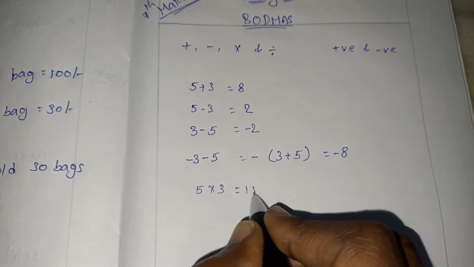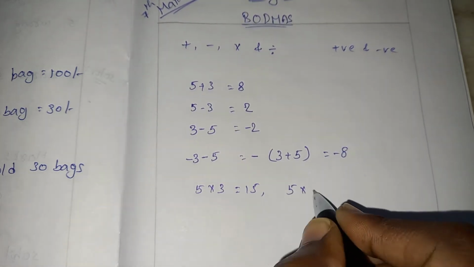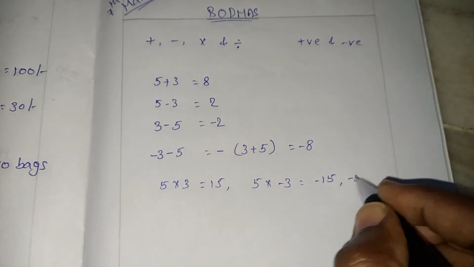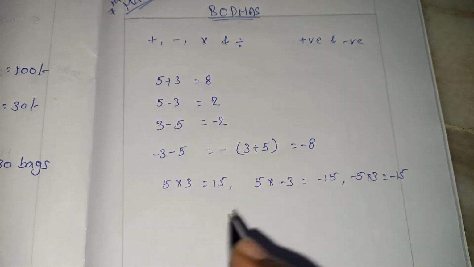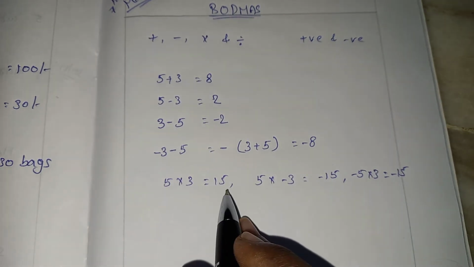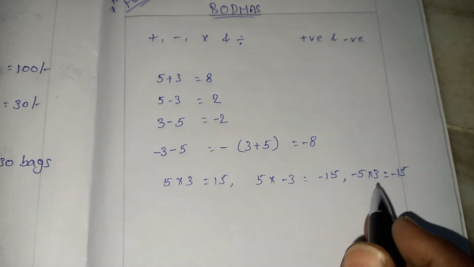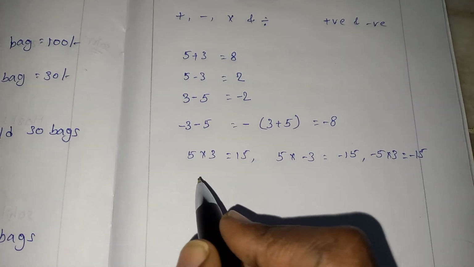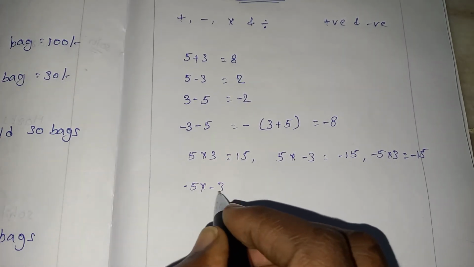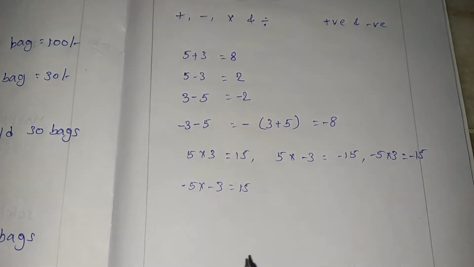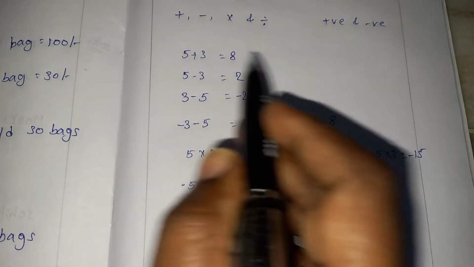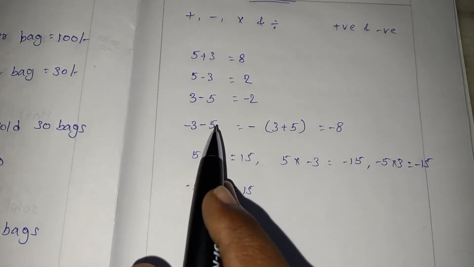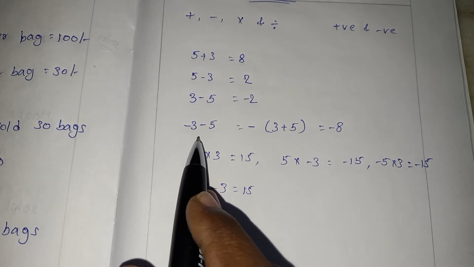And even for multiplication also, I explained in the previous videos. 5 into 3 is 15. 5 into minus 3 is minus 15. Minus 5 into 3 is again minus 15. Both are positive, result will be positive. If at least one number is carrying negative, the result will be negative, right? And even if both are negative, the result will be positive, right? So we have seen different types of results based on the number and the sign, correct?